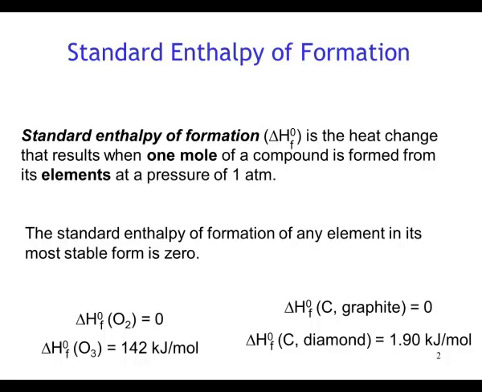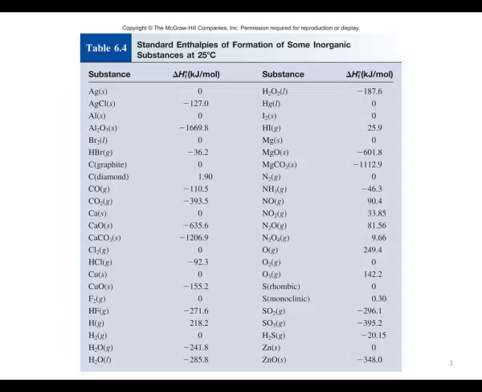Look at these. Oxygen, the heat of formation is 0, but ozone, the heat of formation is 142 kilojoules per mole. For graphite, the stable form of carbon, the heat of formation is 0, but the heat of formation of diamond is 1.90 kilojoules per mole. Here's a table of standard enthalpies of formation. There's a more extensive table in the appendix at the end of your textbook.